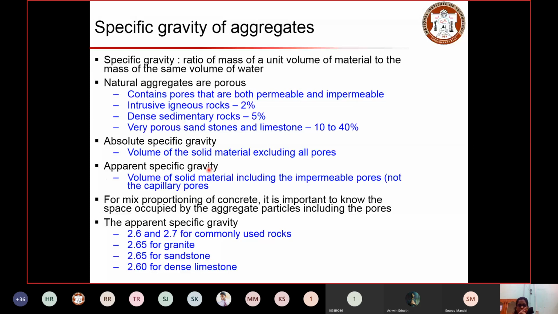So what is specific gravity? You might have studied all those terms. You are familiar with these terms from high school or in your first years. So why do we check specific gravity? Why is it required?